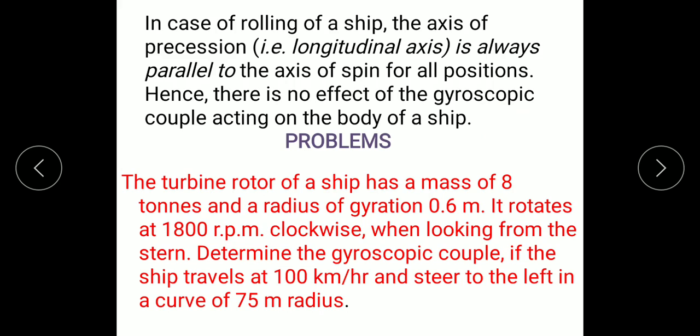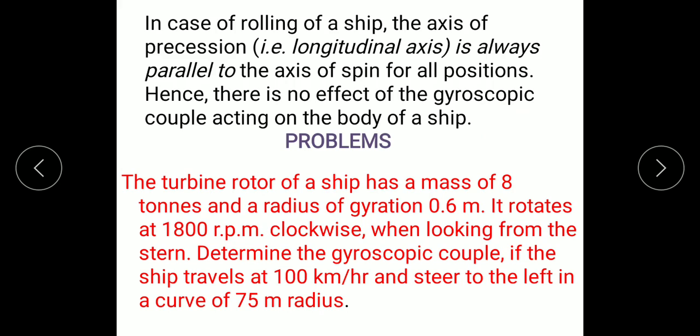Next, pitching means when the ship moves top to bottom, upward motion or downward motion, where the front end is down or the rear end is down. Next one is rolling. When we consider pitching and steering, the transverse axis of precession and axis of spin are perpendicular to each other, that's why there is a gyroscopic effect in both cases. But in rolling, the axis of precession and axis of spin are parallel to each other, that's why there is no gyroscopic effect in rolling. Okay, so next we have to do the problems.